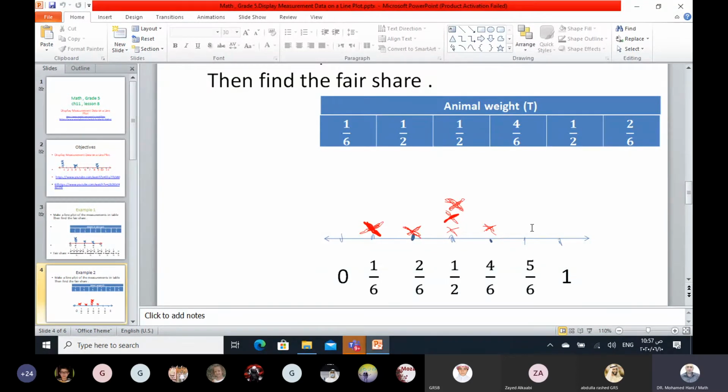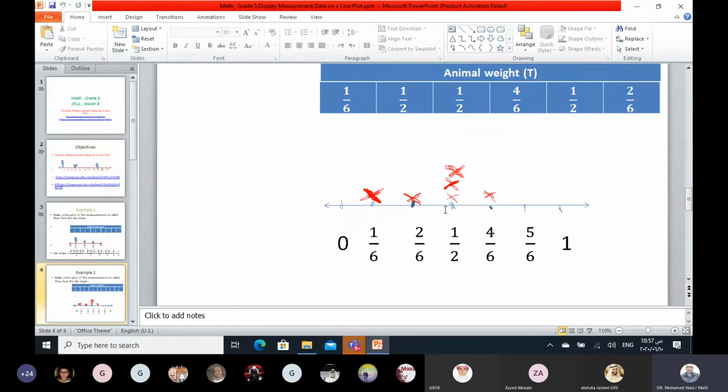Now go back to the table. How many 1 over 6 do you have here? Just 1, so put 1 x. How many 2 over 6 do we have here? Just here we have 1, so put 1 x. How many 1 over 2 do we have in the table? We have 1, 2, 3, so put 3 x's. Then how many 4 over 6 do we have here? We just have 1. So this is now the line plot. How to find the fair share?